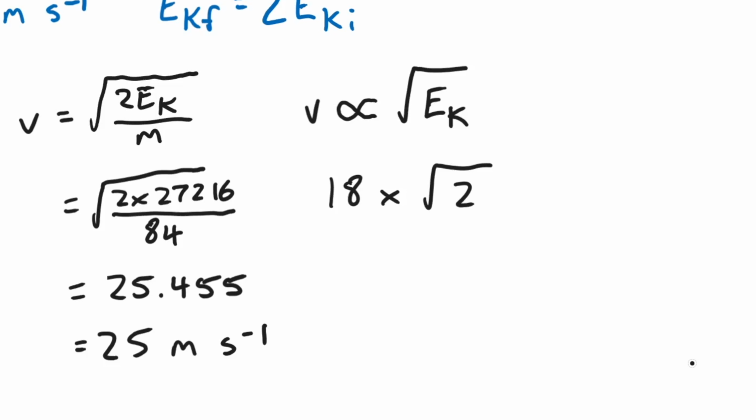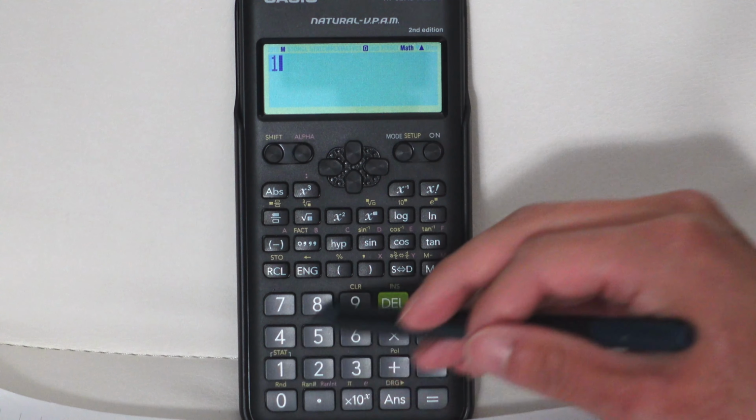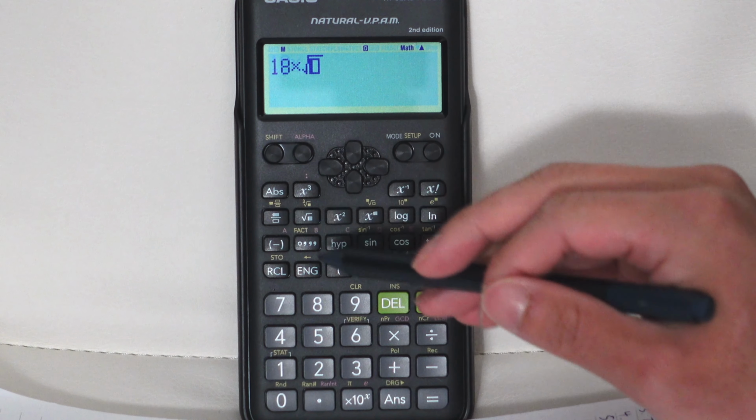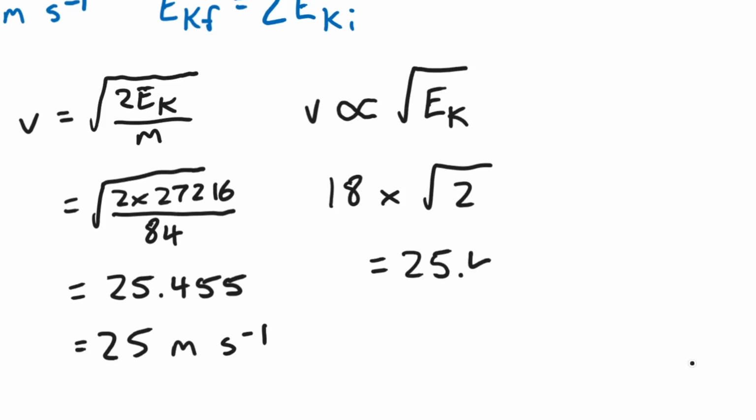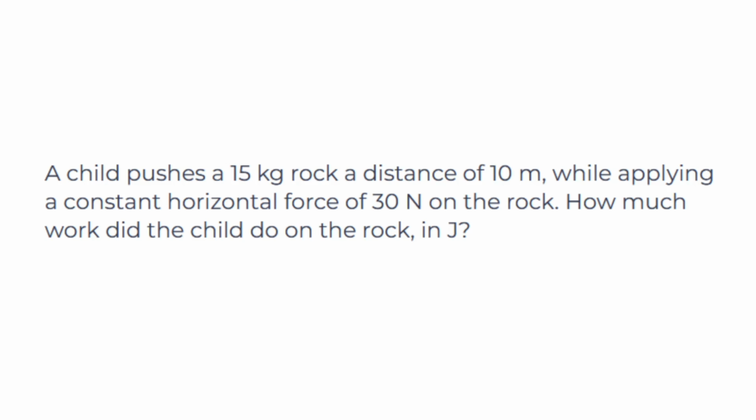Let's demonstrate that in the calculator. 18 times the square root of 2. That gives us the same answer of 25. Amazing! Isn't maths and physics cool? I absolutely love it. Question 4.